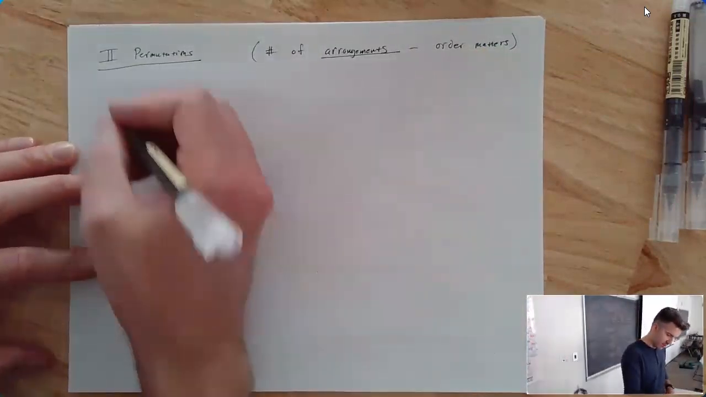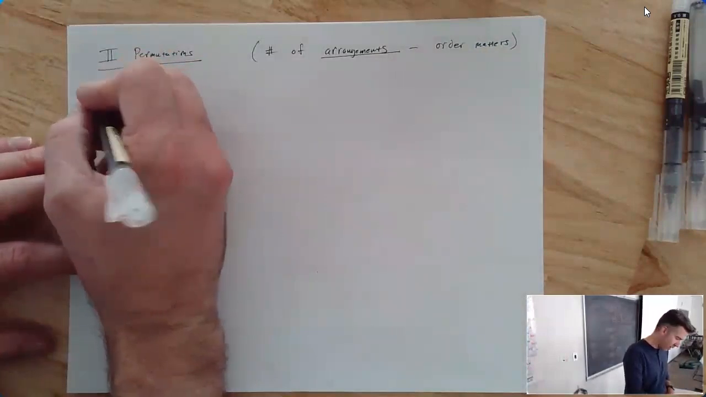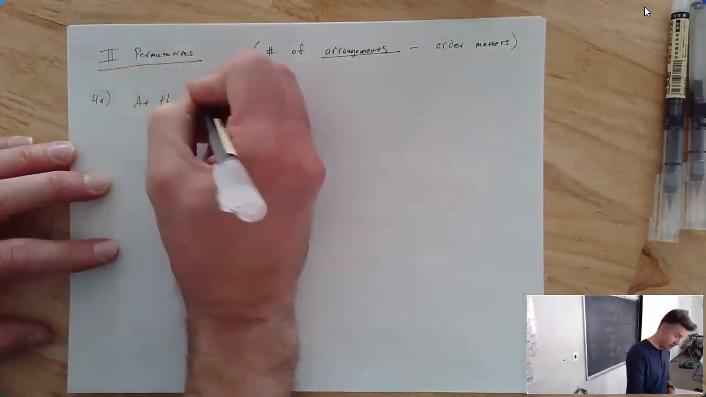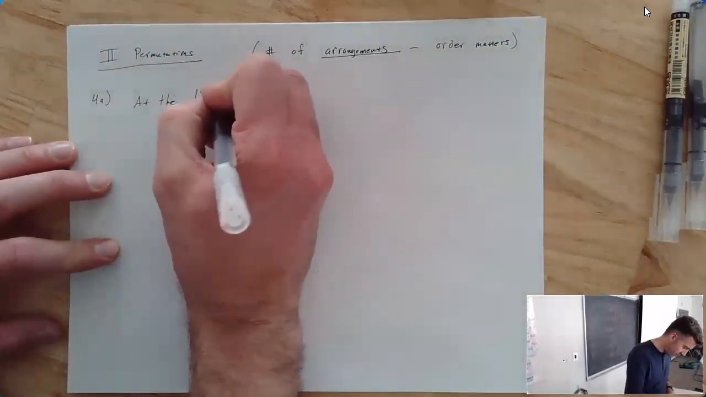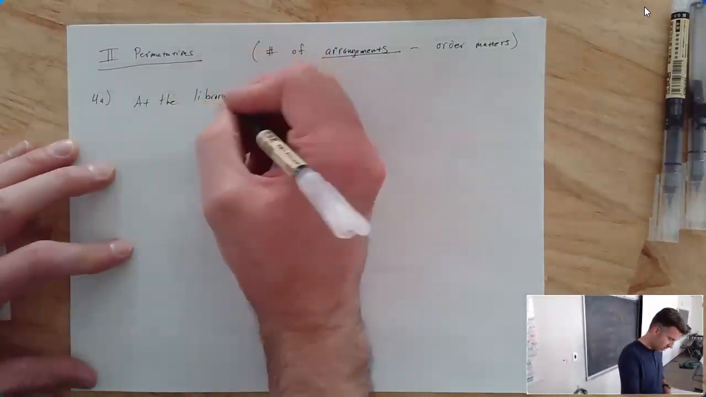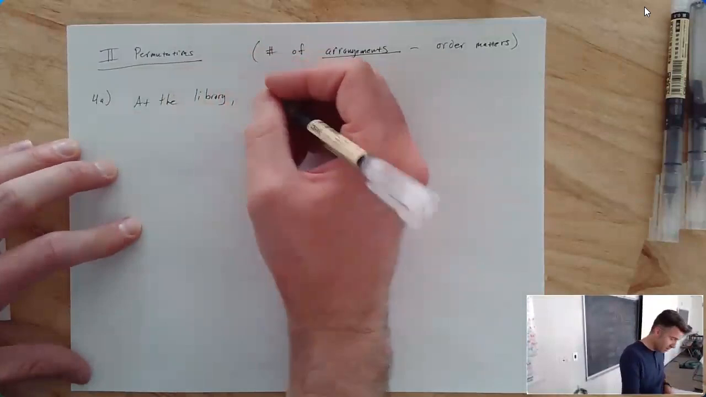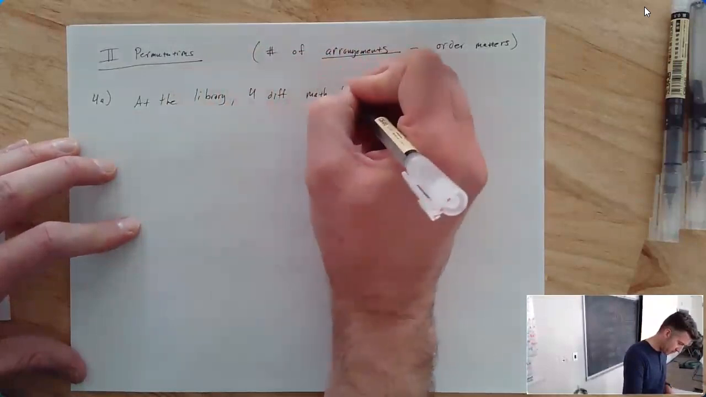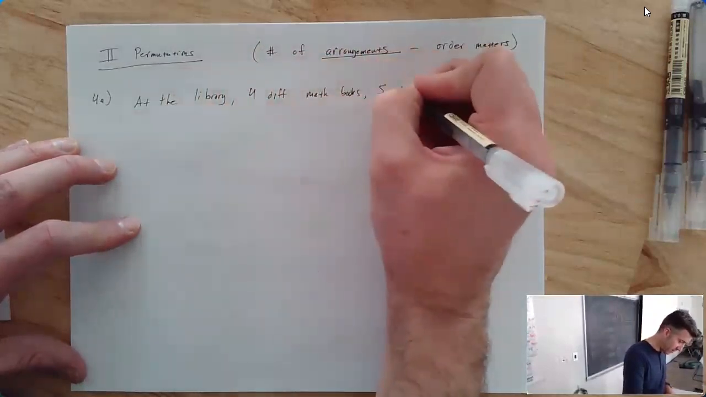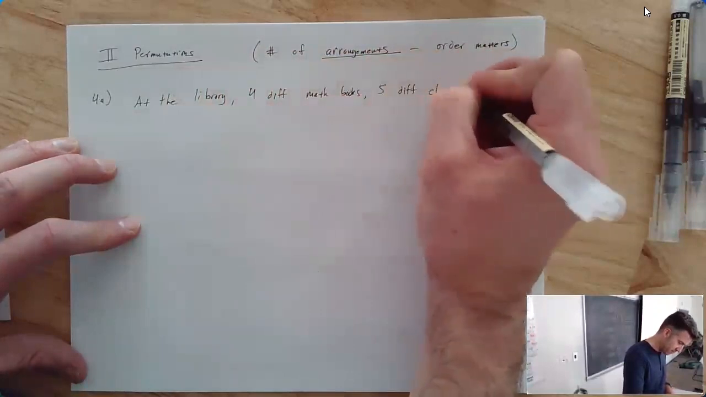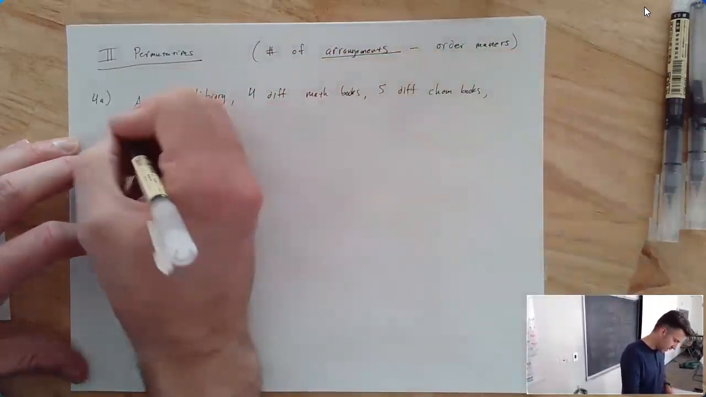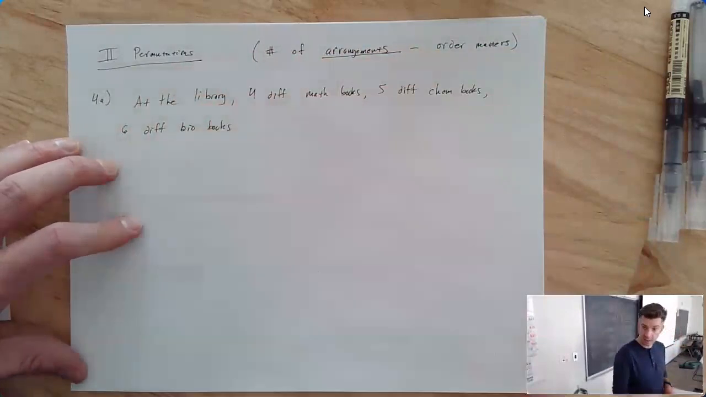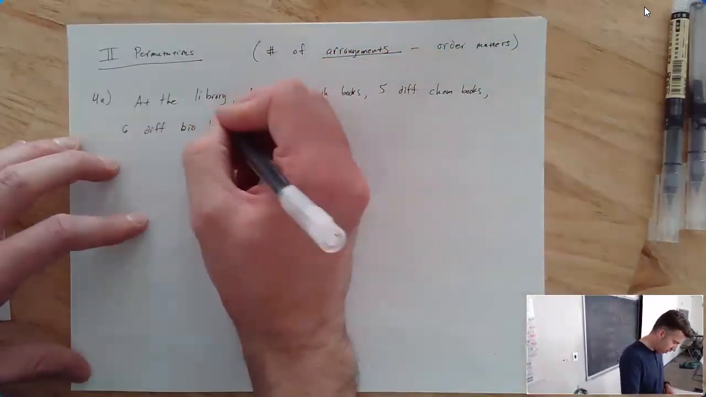Let's look at this example here. This is example 4A. So you're at the library. Maybe you're down in the drop-in room, getting some help with math or chem or physics. And you see on the shelf, because you're bored and you're not doing anything, that there are 4 different math books. There are 5 different chem books. They're all different. There are 6 different biology books. So 15 in total, 4 plus 5 plus 6, all on one shelf.